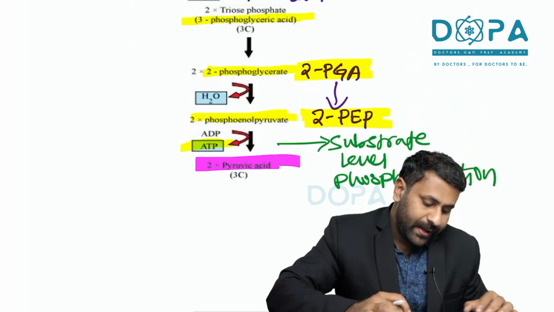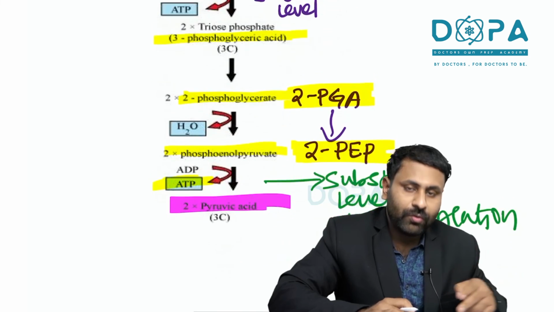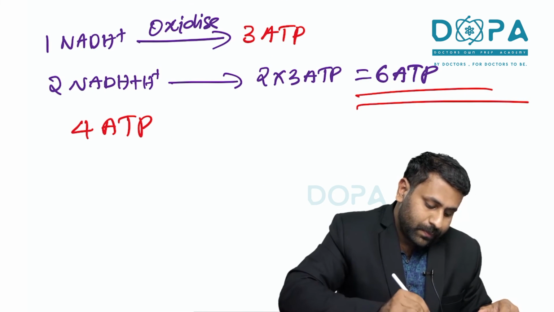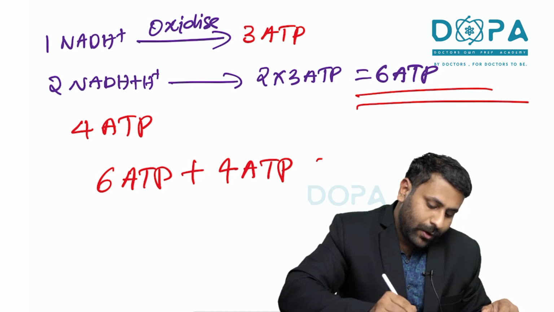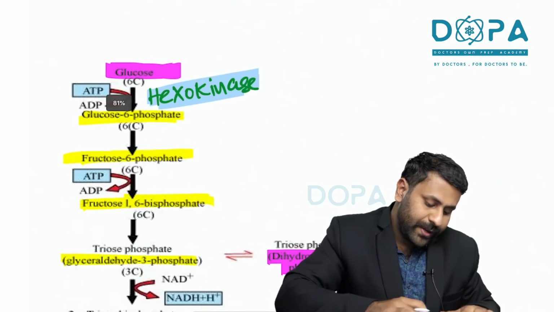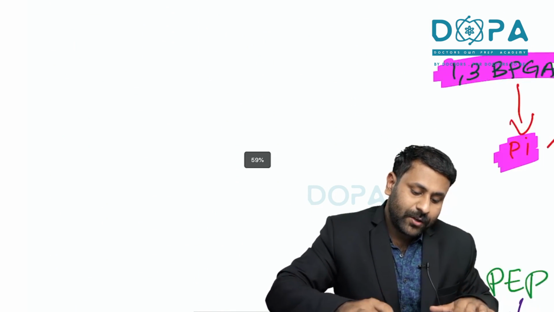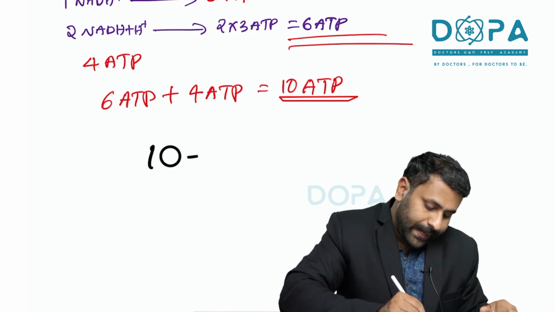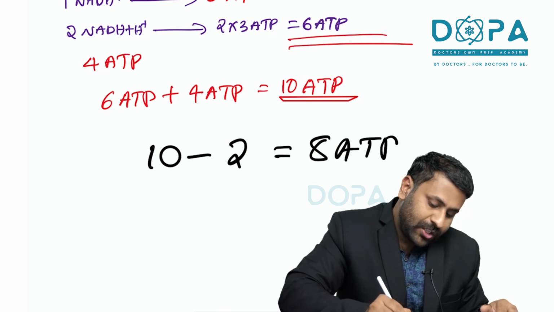Then here, 1 molecule of ATP from 1 G3P. So totally 2 G3P, 2 into 2, 4 ATPs are formed. 6 ATP plus 4 ATP equal to 10 ATP is the total production of glycolysis, but 2 ATP are consumed in the first and third steps. 2 molecules of ATP are utilized. Then we minus that 2 ATP: 10 minus 2 equal to 8 ATP is the net gain.